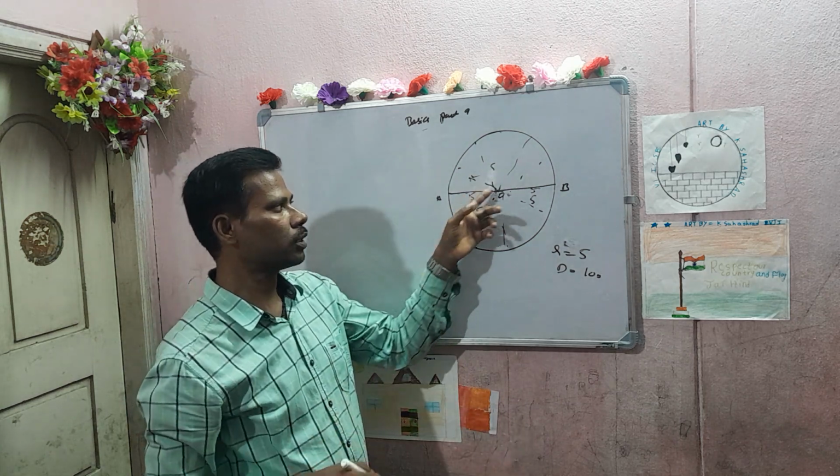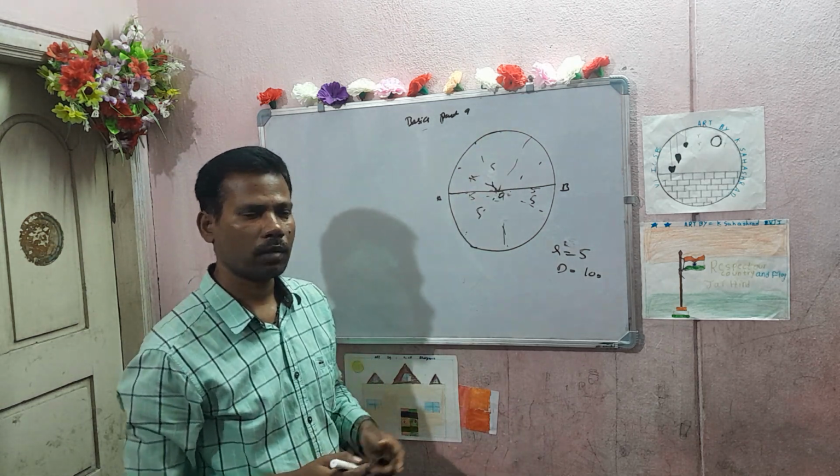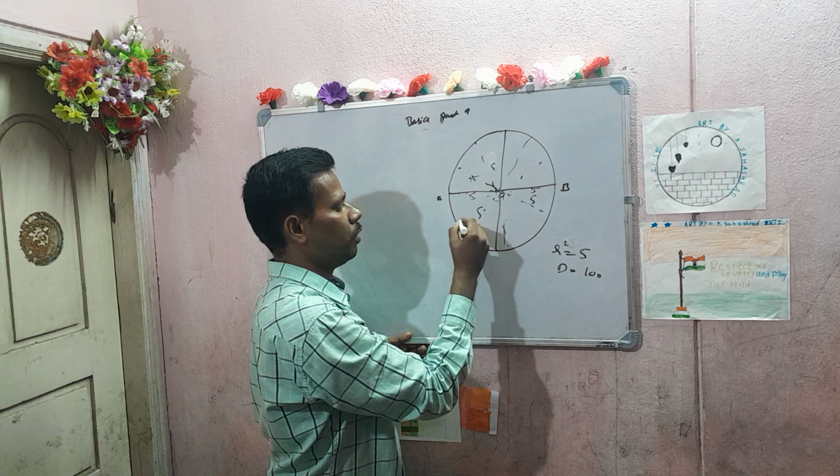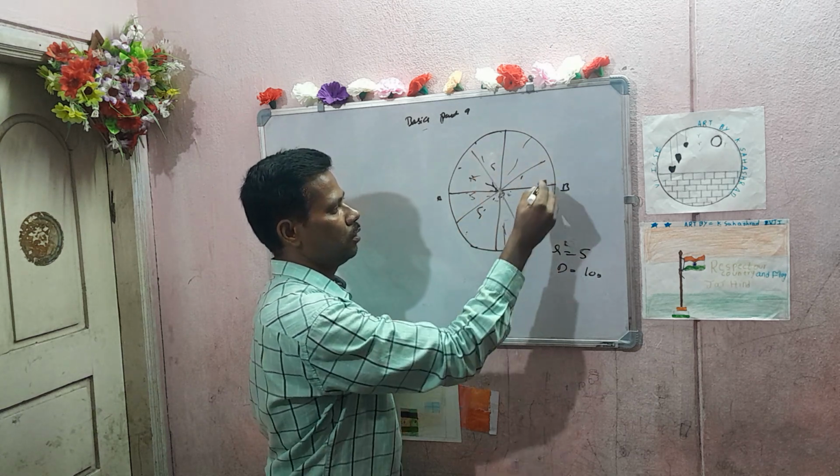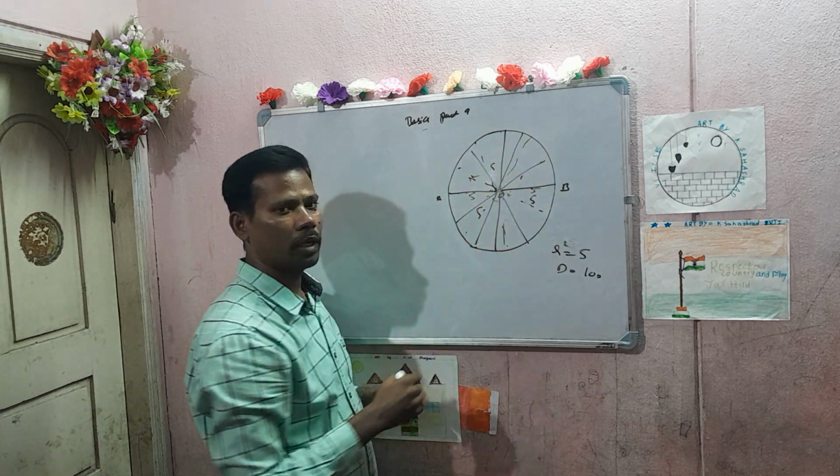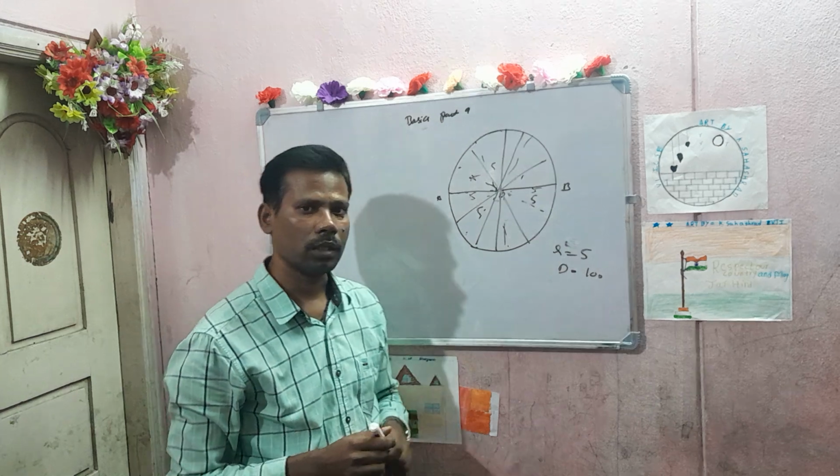How many diameters can be drawn? An infinite number of diameters can be drawn in a circle like this, passing through the center. See here, an infinite number of diameters can be drawn in a circle.